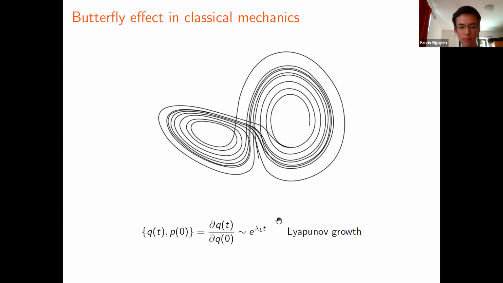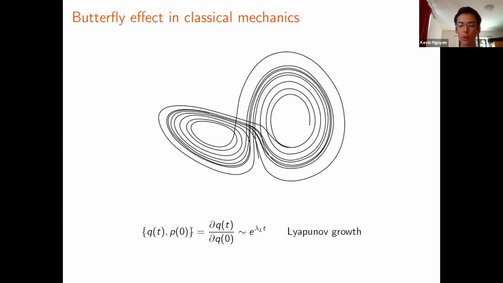The mathematical criterion for this is the following. You look at the position of the system at some time t, and you vary it with respect to initial conditions. If this quantity grows exponentially with time, then you say that the system is chaotic. This exponent lambda_L is called the Lyapunov exponent. Now, as you can see, you can rewrite this quantity as the Poisson bracket of the position at time t and the momentum at initial time.